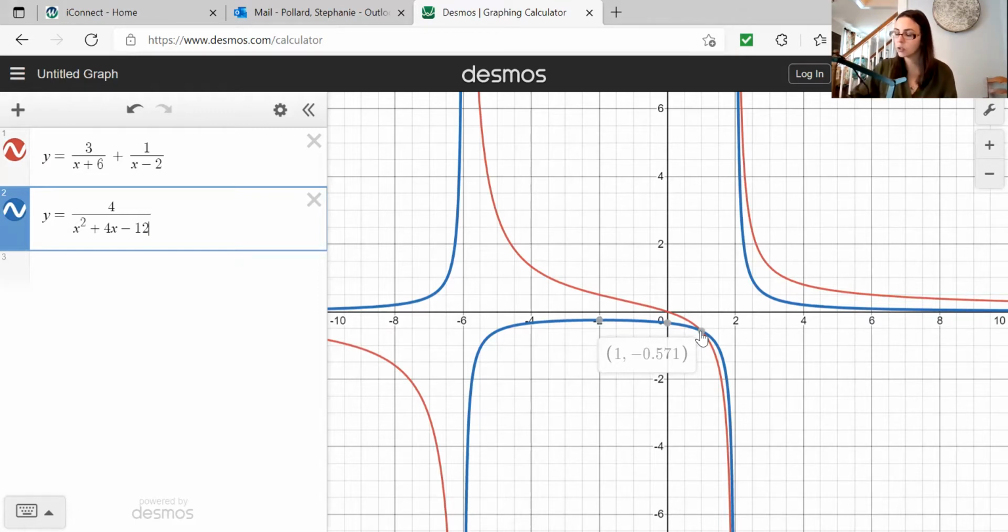Now let's go back to the other handout and I'll show you what happens when we have an inconsistent and when we have an identity.